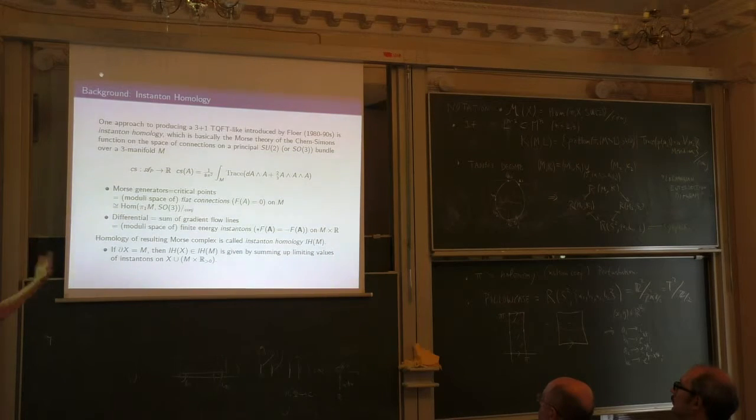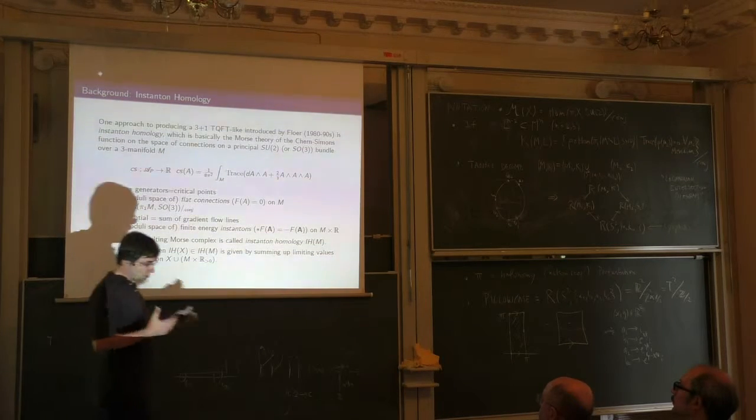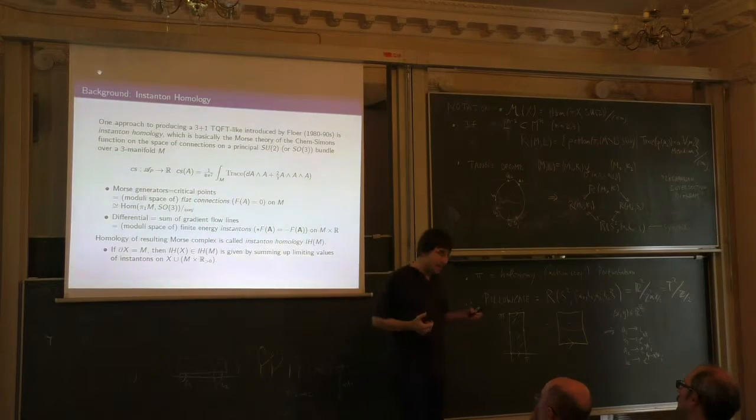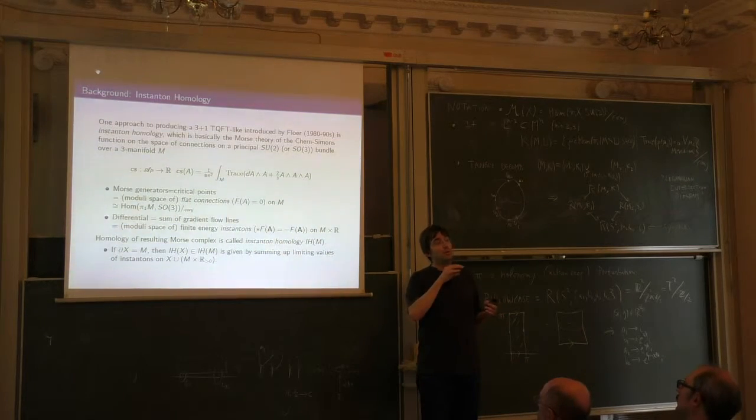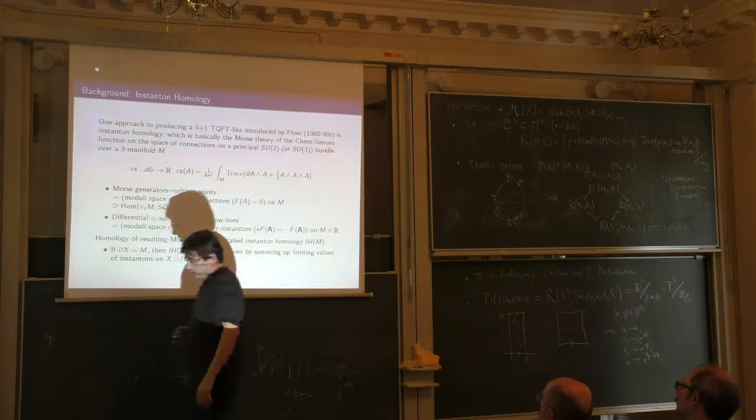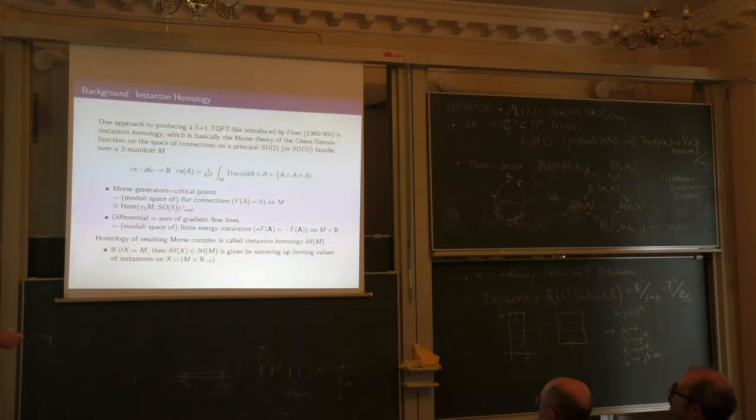If you're trying to generalize the idea of the Morse homology of, for example, finite dimensional Morse theory, you would start with a manifold and a Morse function on it, and you would construct a chain complex whose generators are the critical points of the function. And the way you define differentials is by looking at gradient flow lines that start at one critical point and end at another critical point. The same can be done in this infinite dimensional setting. It turns out that the critical points, perhaps once you mod out by some gauge group or group of equivalences, are the flat connections. And the differentials, the gradient flow lines, are actually instantons on a given manifold.